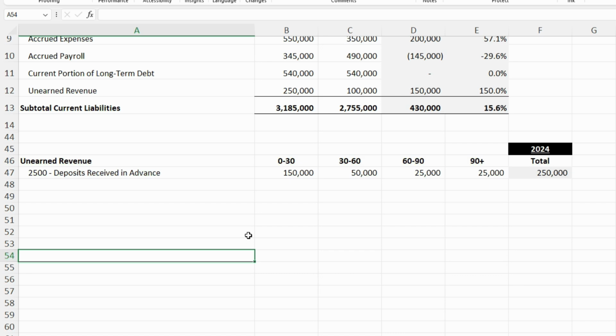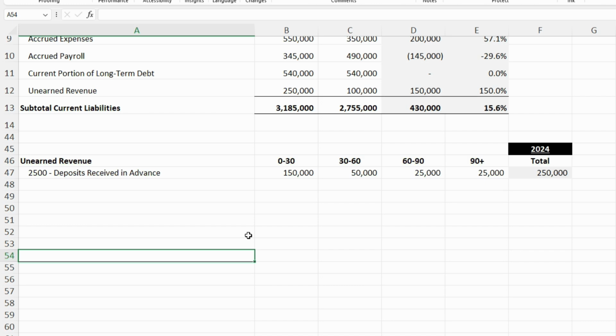The journal entry you're going to see with this, you're going to debit your cash account, and then you're going to credit this 2500 unearned revenue or deposits received in advance. It's a liability until it's earned. Once it's earned, then this becomes company cash, and you're recognizing the revenue associated with that cash. This is also known as deferred revenue. Unearned revenue, deferred revenue basically mean the same thing.